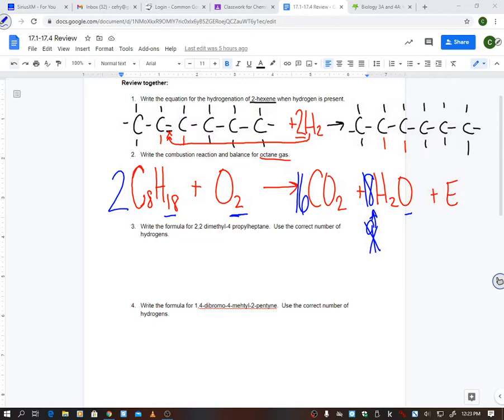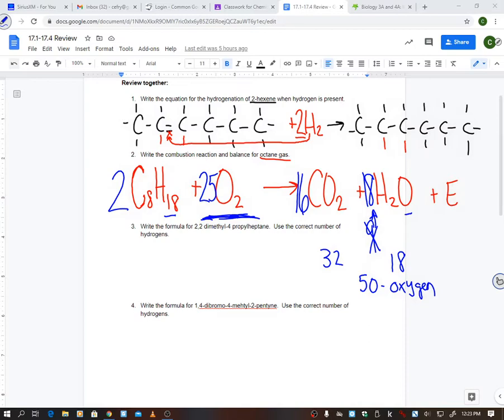Now the reason I leave my oxygens for last is because, look, I can put something here without messing up any other element. Right now I have 18 and 32. I have 50 oxygens all together on this side. So I can put a 25 here.